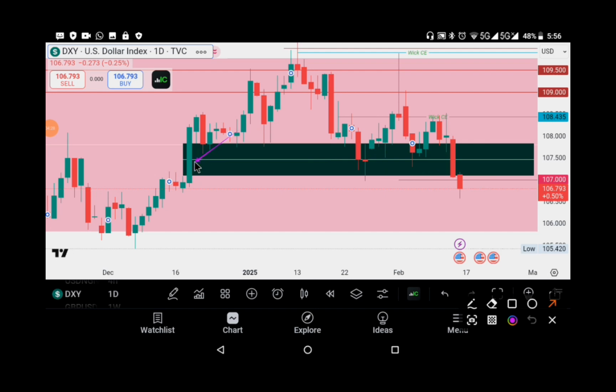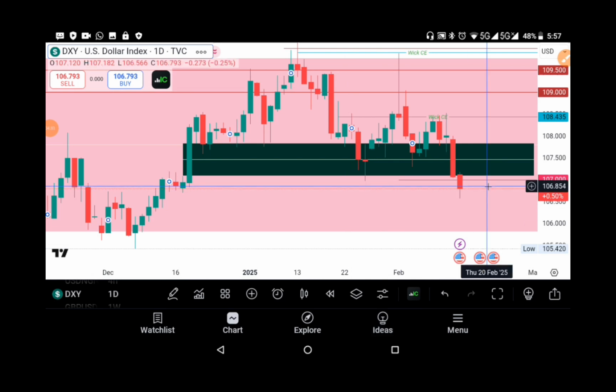So this level here and this level here and this movement, this was the buy side inefficient movement, and this was the sell side efficient movement. So that level has been balanced. So the coming week I'll be expecting 107.500 to serve as a resistance.